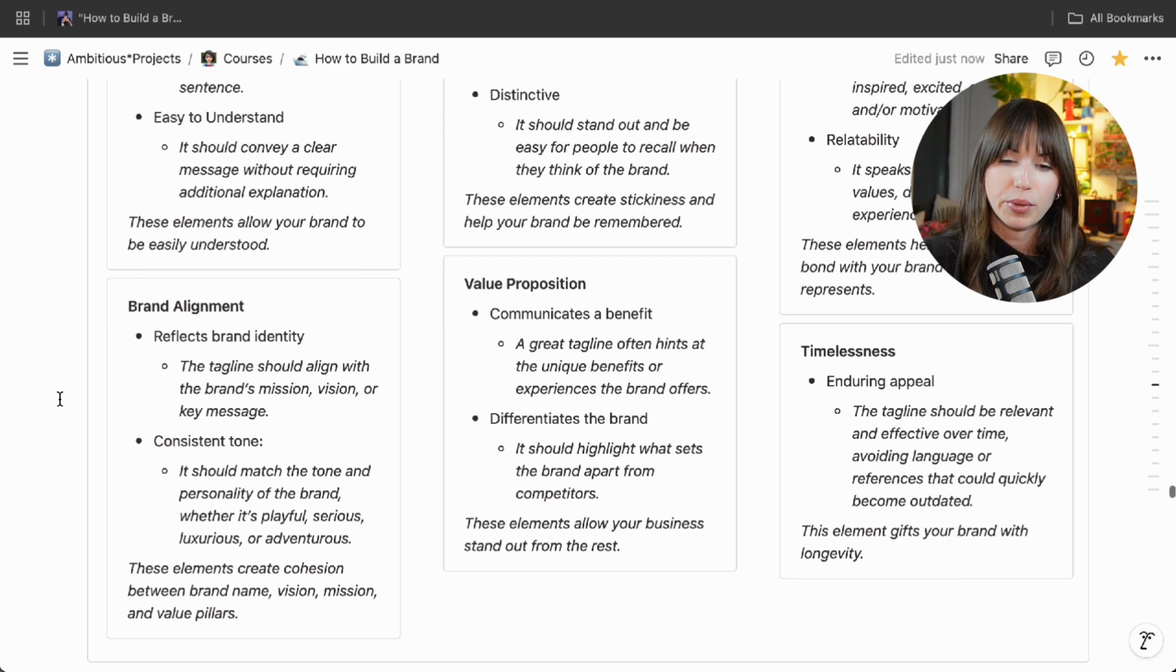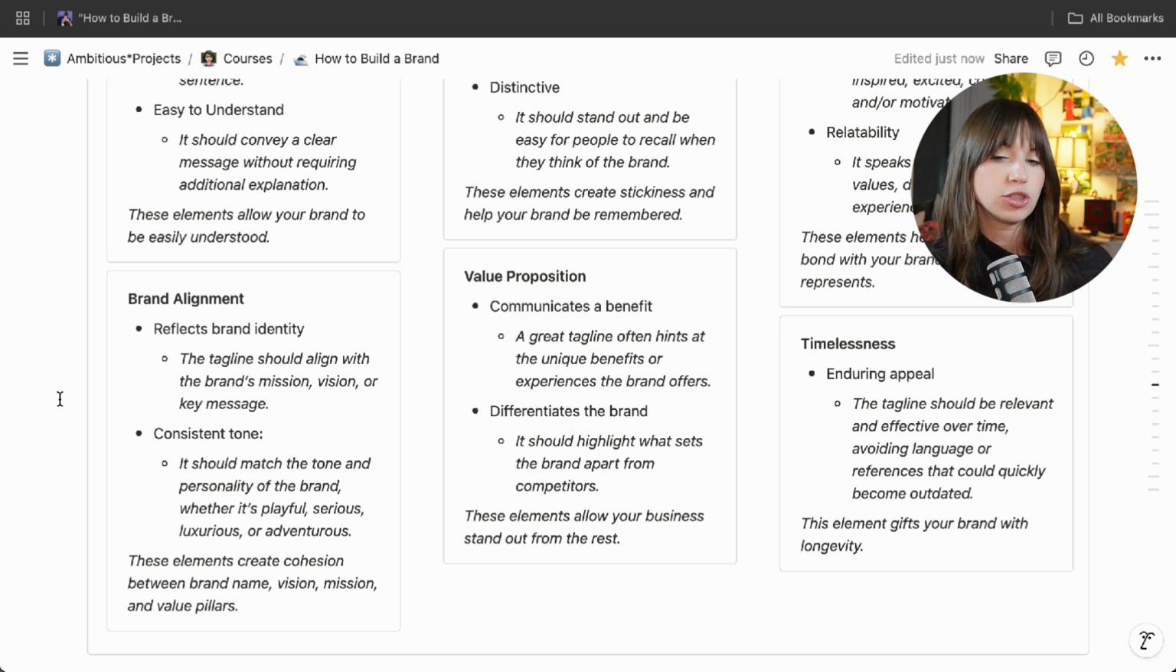Looking deeper, brand alignment. This obviously should reflect your brand's identity and have a consistent tone. So it should match your overall brand's vibe. It shouldn't feel totally out of left field. And that's why we did our tone of voice exercise before this. We wanted it to feel cohesive. Value proposition. It should communicate a benefit and differentiate your brand. Pretty obvious here. This tagline is for your brand and your brand only. So let's make it about you.